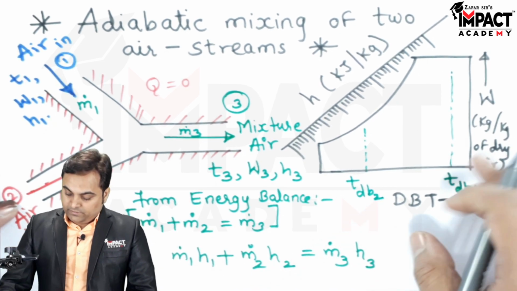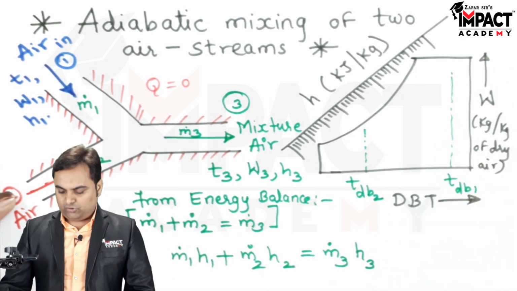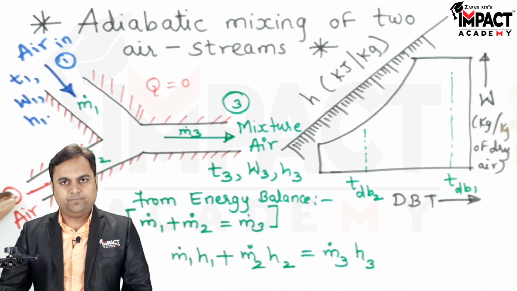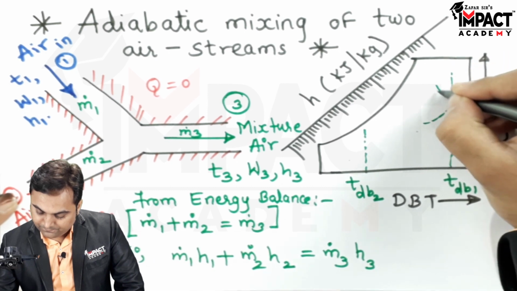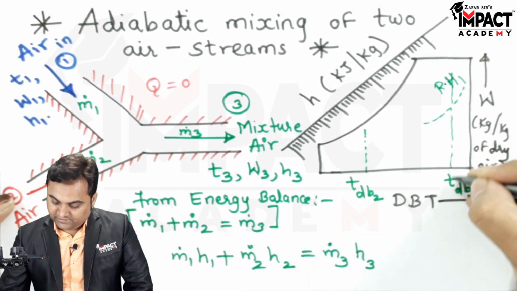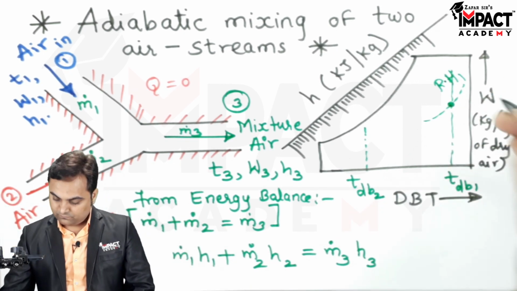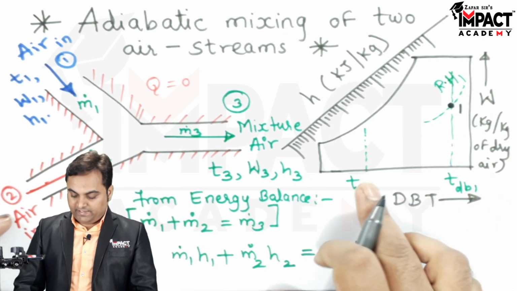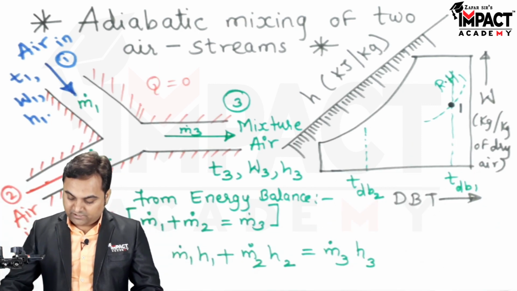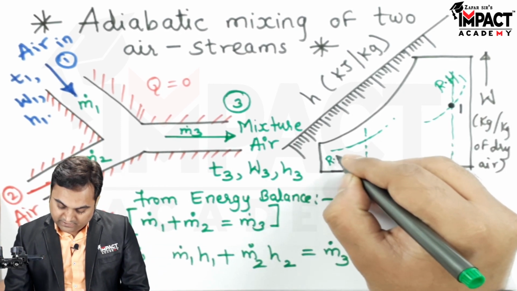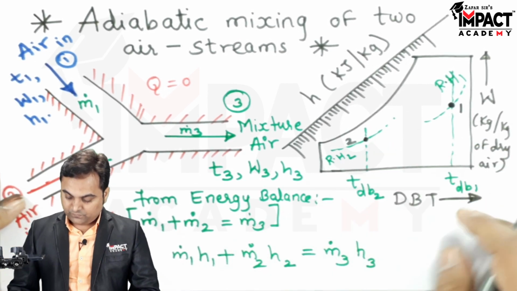Then next, in order to get point number 1 over here, we should have either the wet bulb temperature or any other property, like for example relative humidity. If the relative humidity is known for point number 1, RH1, then at the intersection of dry bulb temperature and relative humidity, I'll get point number 1. Similarly, for air which is at the second condition, now suppose its dry bulb temperature and relative humidity are known. This is RH2, the relative humidity curve for air entering at point 2.